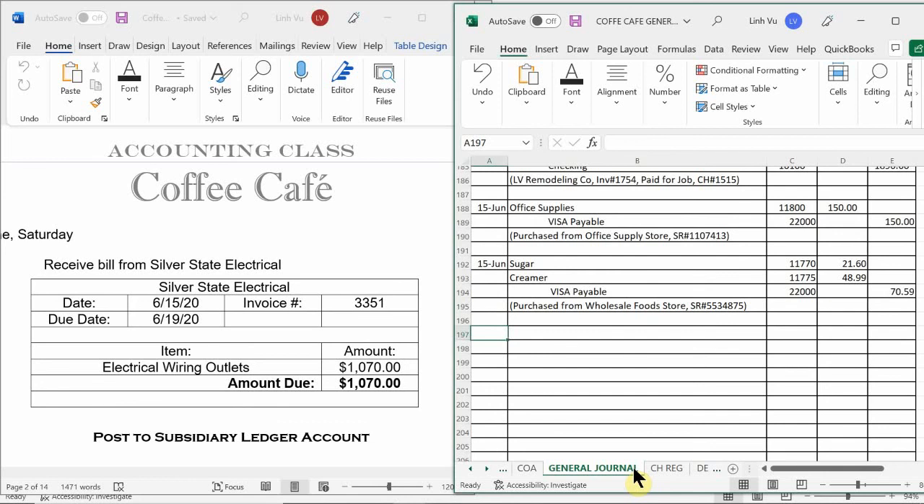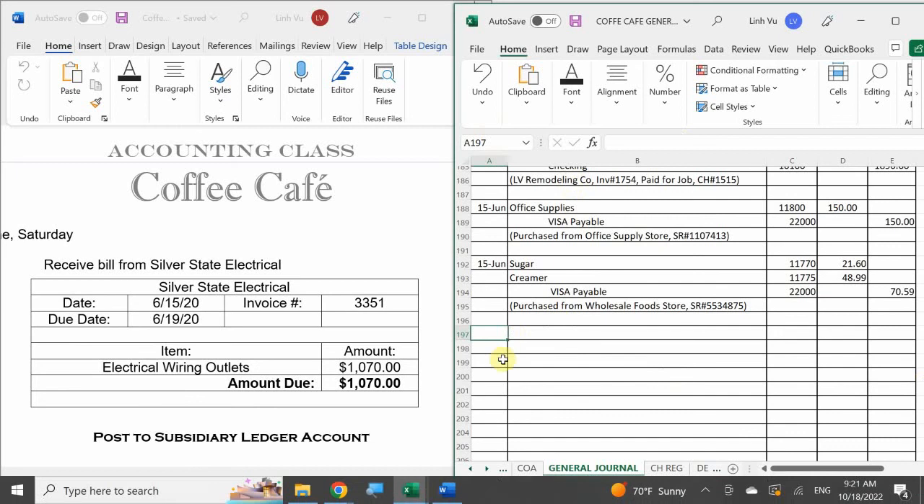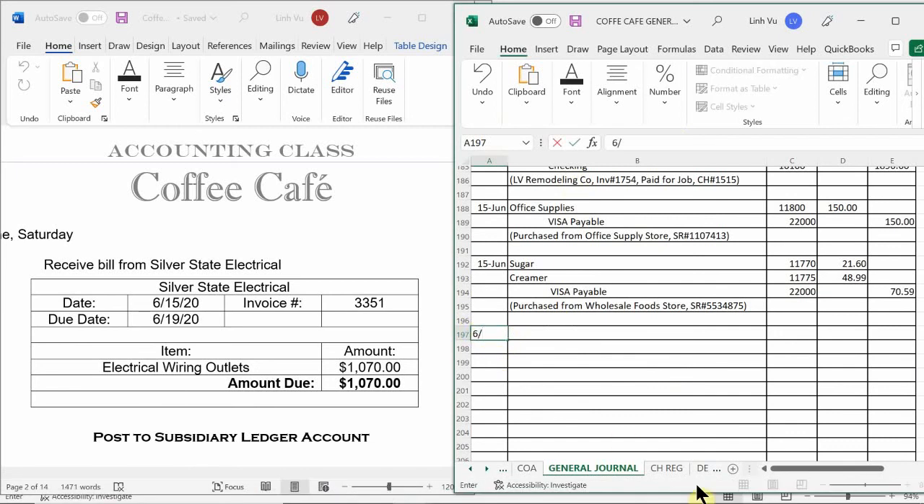So how would we record this transaction? Why did we need to hire Silver State Electrical? It was for electrical wiring outlets. For what particular reason? For the brewers. Yes, for the coffee grinder, remember? Yes. Okay. So would you consider this a separate expense or would you tack it on to the cost of the asset? Tack it to the cost of the asset. Correct.